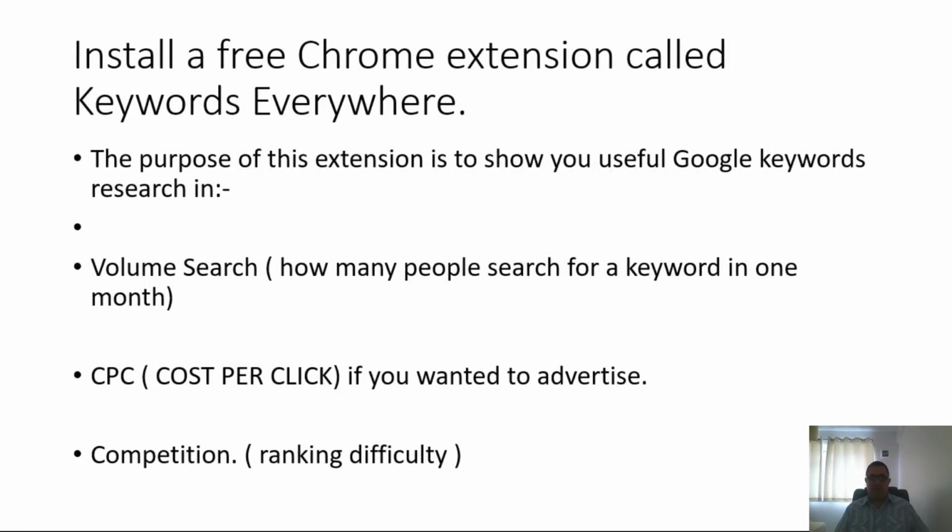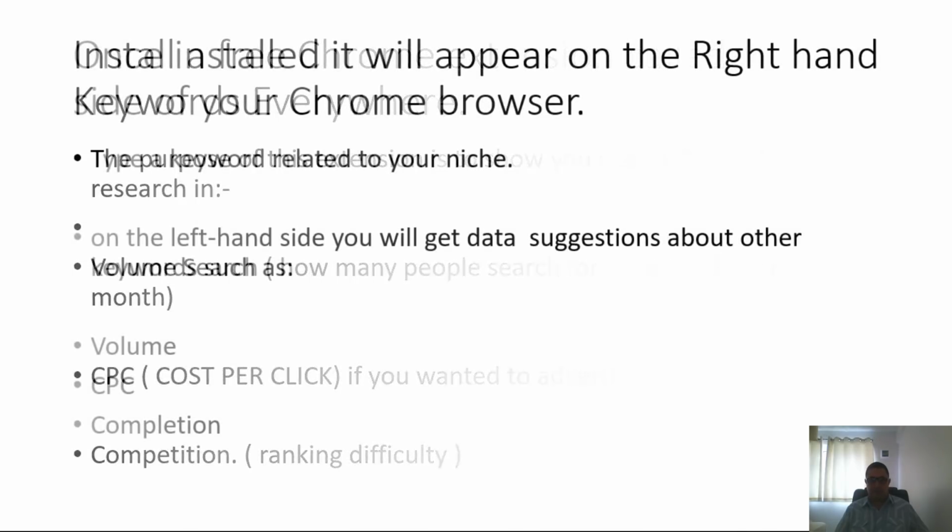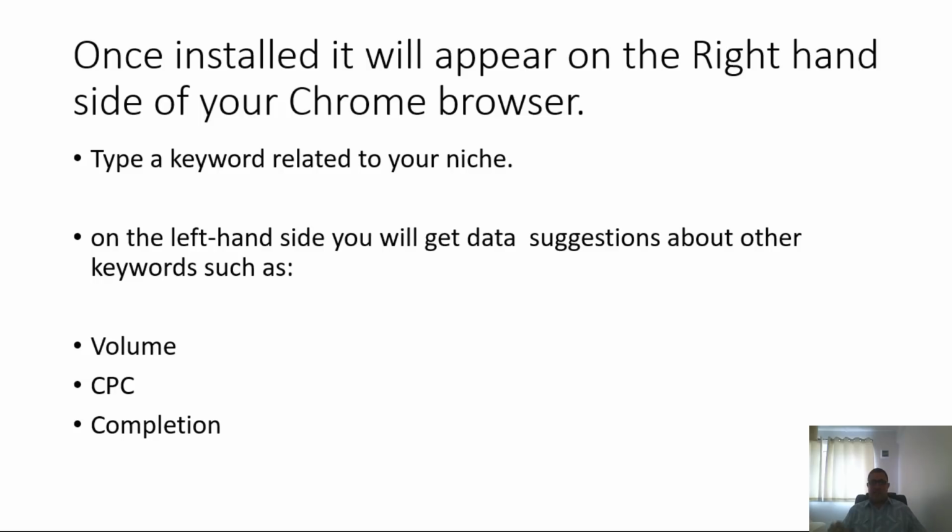First, you need to install a free Chrome extension called Keywords Everywhere. The purpose of this extension is to show you useful Google keywords in research and search volume, how many people search for that particular word in a month, cost per click, and competition. Once it's installed, it should appear on the right hand side of your Chrome browser.